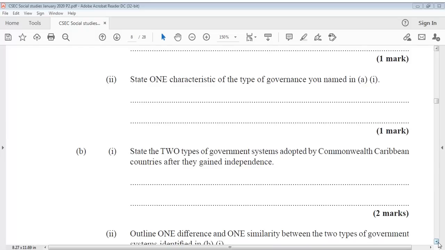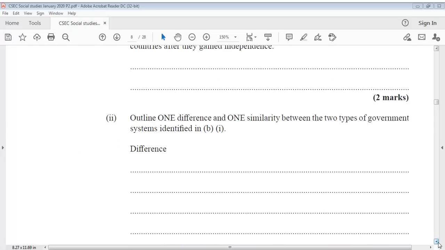The first part of the question says, state the two types of government systems adopted by Commonwealth Caribbean countries after they gained independence. Now we know one, constitutional monarchy, and two, republic. So those were two types of government system that were adopted after Caribbean countries got their independence. The second part of the question says, outline one difference and one similarity between the two types of government systems identified in B1, or the first part.